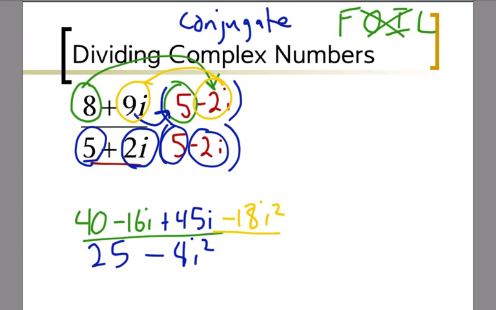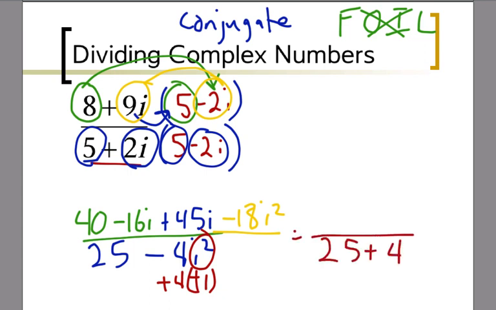First, let's start on the bottom. On the bottom, we see that we have 4i squared. The i squared is really negative 1. So negative 4 times negative 1 actually turns into positive 4. So really this is 25 plus 4 on the bottom. And of course we need to further simplify that to be 29.